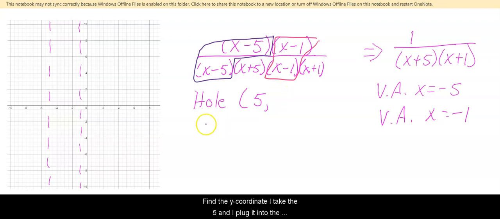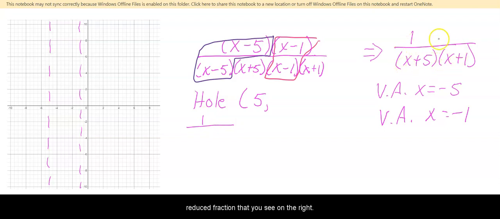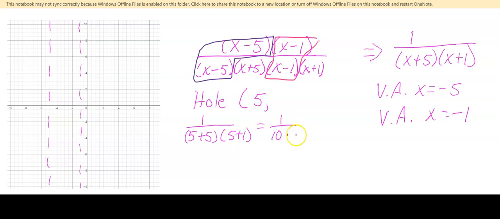To find the y-coordinate, I take the 5 and I plug it into the reduced fraction that you see on the right. This becomes 1 over the quantity 5 plus 5 times the quantity 5 plus 1. This gives me 1 over 10 times 6. 10 times 6 is 60. This is 1 over 60. That is really low. What would the hole be at 1?